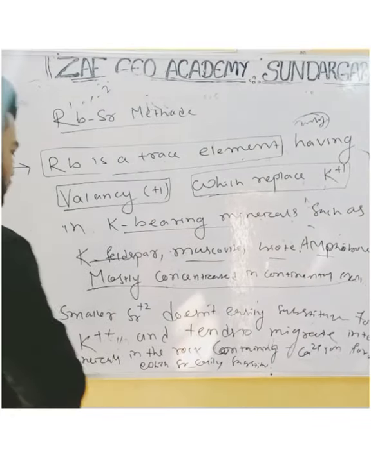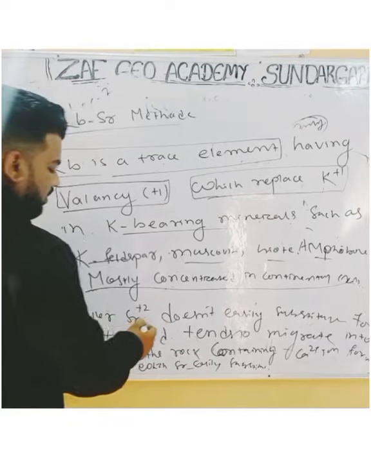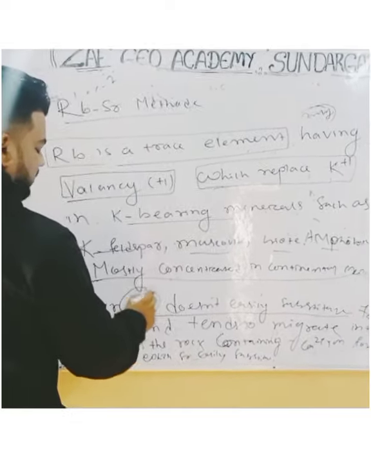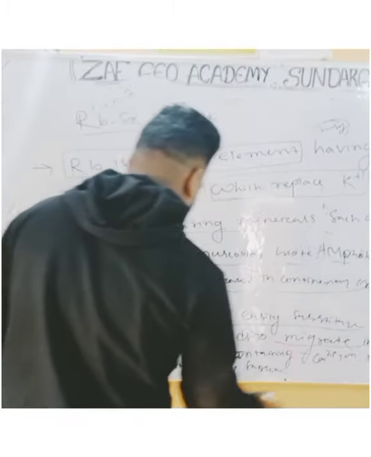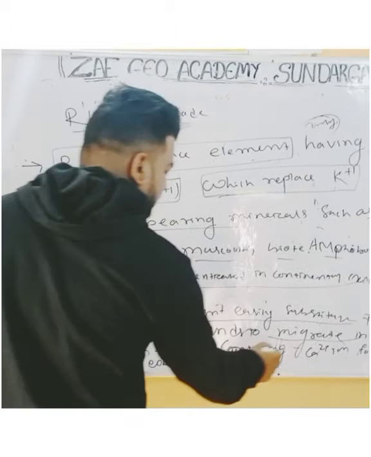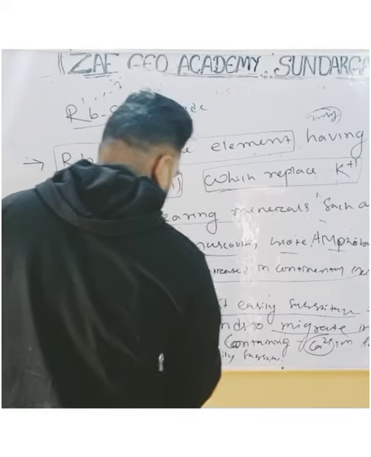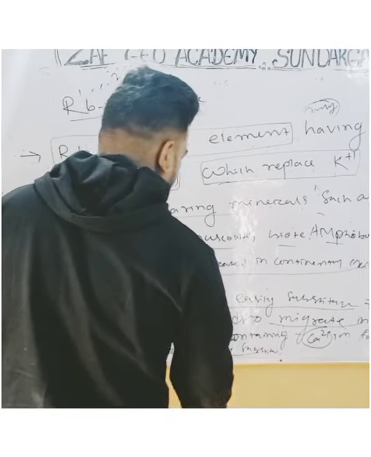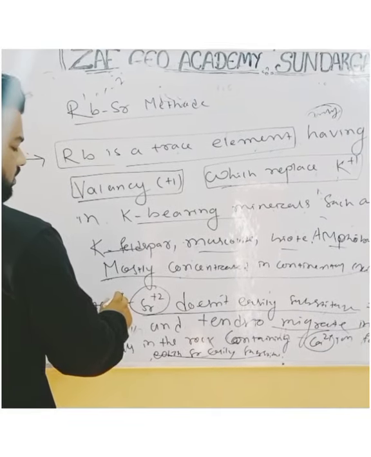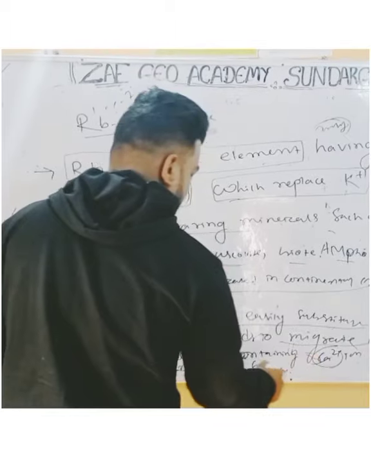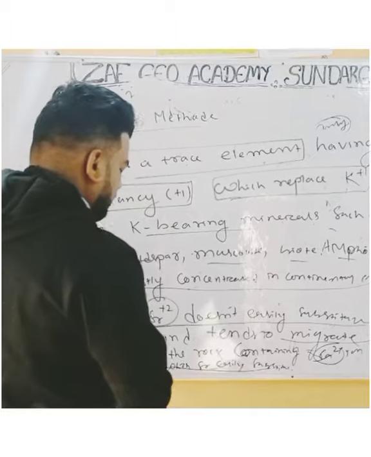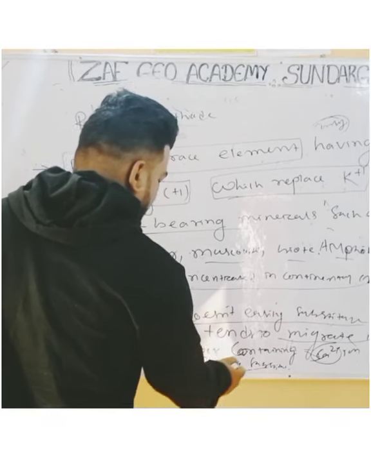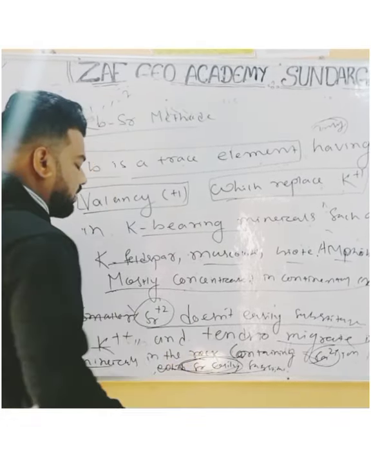Now the smaller strontium ion does not easily substitute for K+. The strontium ion's diameter is so small that it cannot replace the K+ ion, and it will migrate into the minerals in the rock containing Ca2+ ion, for which strontium easily substitutes. So the strontium will replace the calcium 2+ very easily.